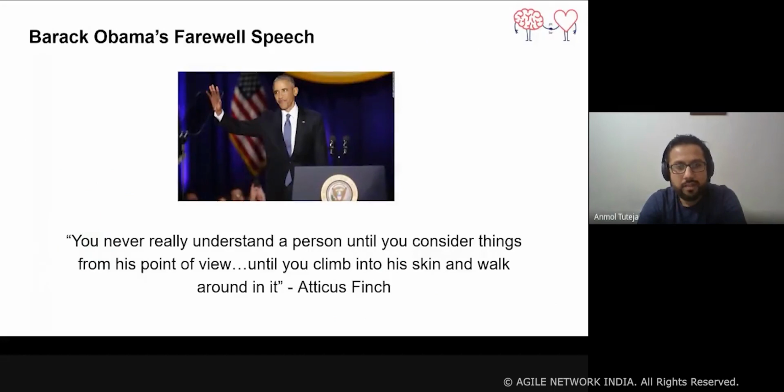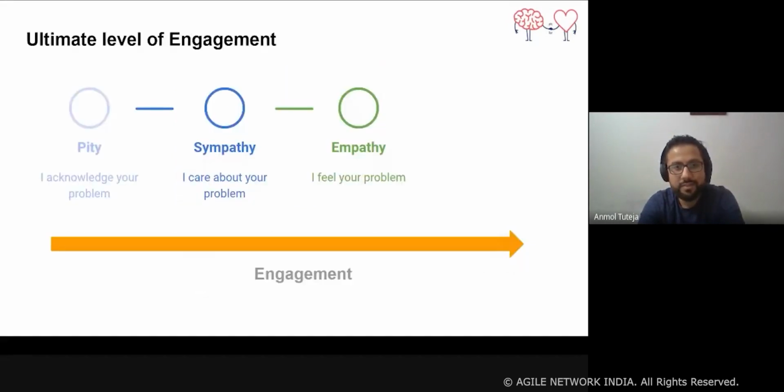Lastly, in Barack Obama's famous farewell speech he quoted from Atticus Finch, that you never really understand a problem until you consider things from his point of view, until you climb into his skin and walk around in it. So this is the fourth level, which is probably difficult in our situation, but if we have research budget and things like that, we can definitely try.